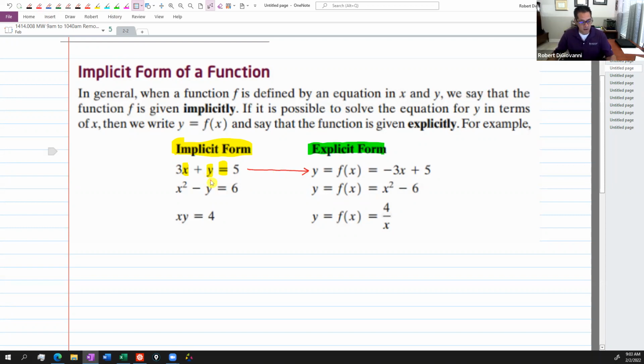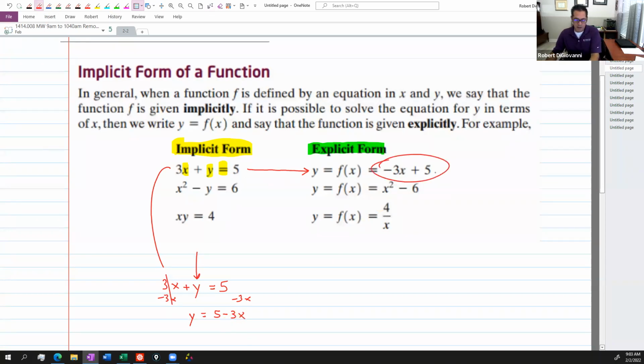So if I take this equation, let's say 3x plus y equals 5, and I try to solve for y, I would subtract 3x on both sides, cancel out here, and I get y equals 5 take away 3x. Or you could write it the other way around, like it has up here, negative 3x plus 5, sorry. Either way, we have solved for y. And whenever you solve for one of the variables, that is called the explicit form.